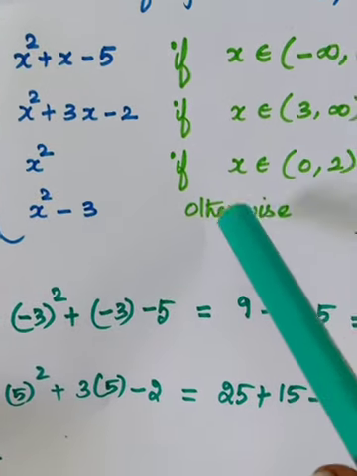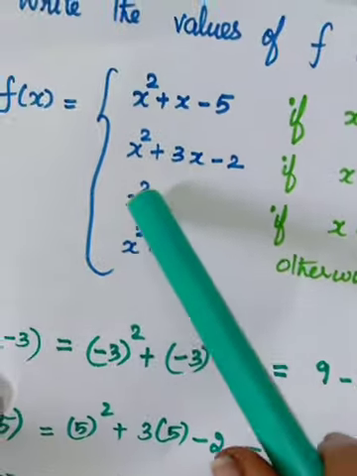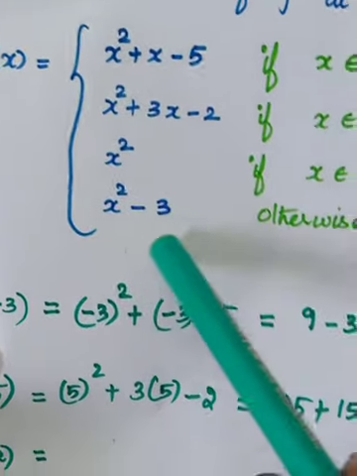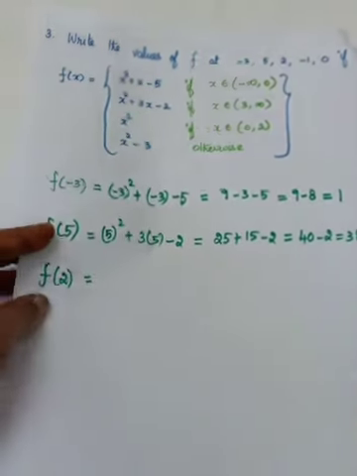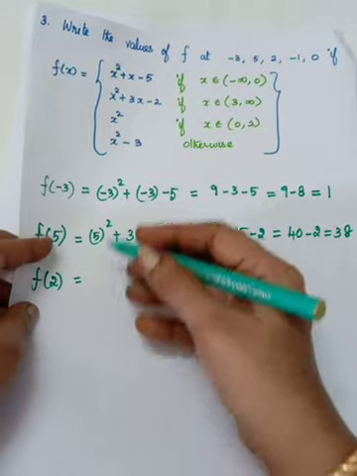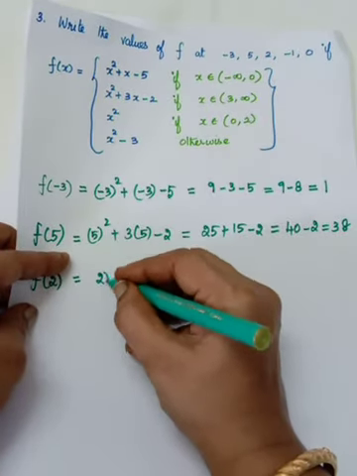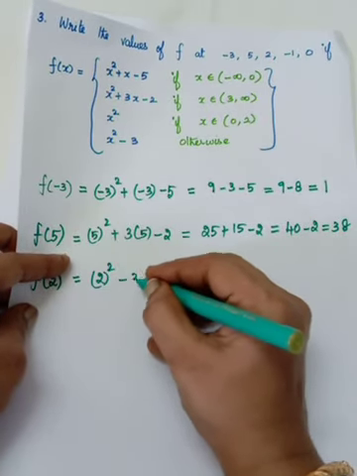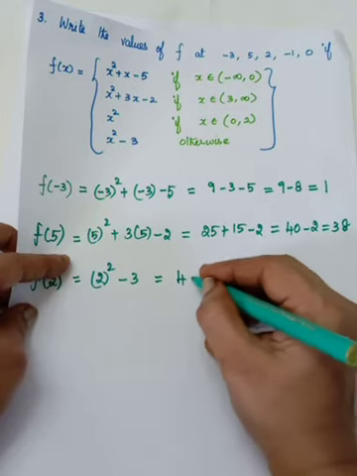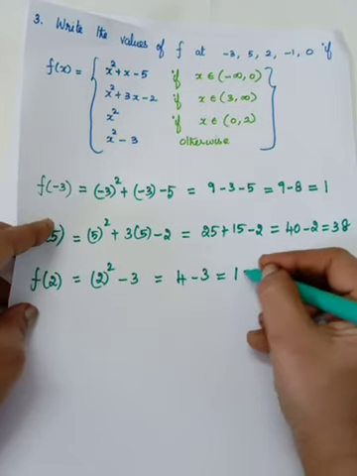So in this interval your f of x is what? x squared minus 3. So therefore the x value is 2. So x squared, it is 2 squared minus 3. What is 2 squared? 4. 4 minus 3, that is equal to 1.